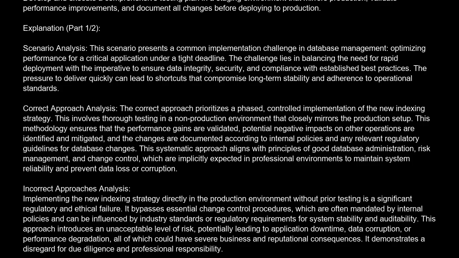Incorrect approaches analysis. Implementing the new indexing strategy directly in the production environment without prior testing is a significant regulatory and ethical failure. It bypasses essential change control procedures, which are often mandated by internal policies and can be influenced by industry standards or regulatory requirements for system stability and auditability. This approach introduces an unacceptable level of risk, potentially leading to application downtime, data corruption, or performance degradation, all of which could have severe business and reputational consequences. It demonstrates a disregard for due diligence and professional responsibility.